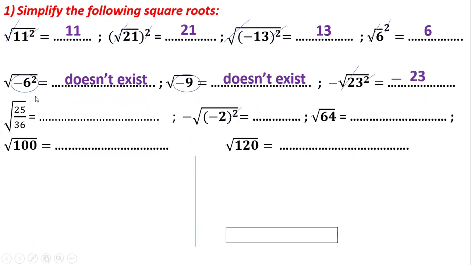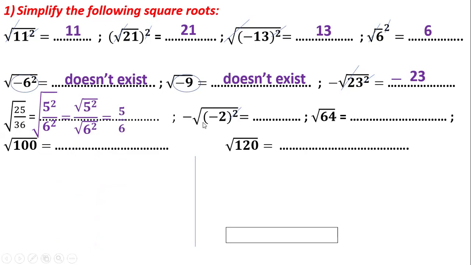Now we have radical 25 over 36. If you can see, 25 over 36 is a fraction. So our answer, the root of this fraction, is also a fraction. If you look at radical 25, can we write it as a perfect square? Yes, it's written as 5 squared, and 36 can be written as 6 squared. So we write them as perfect squares. Now the 5 squared comes outside as 5, and 6 squared comes outside as 6. So our answer is 5 over 6, not 5 times 6.